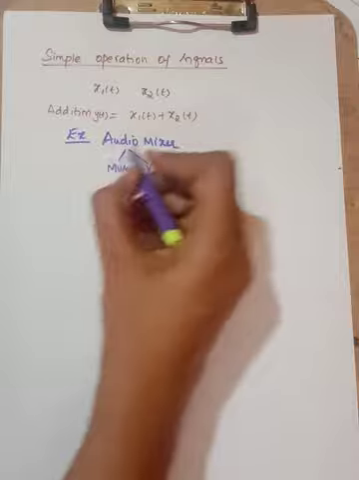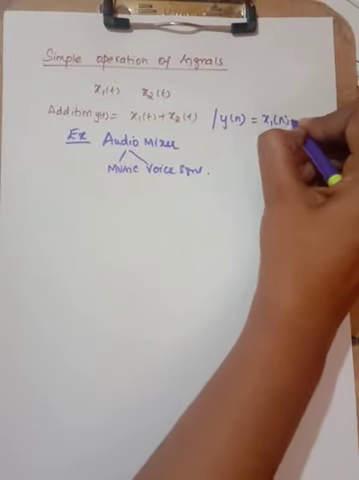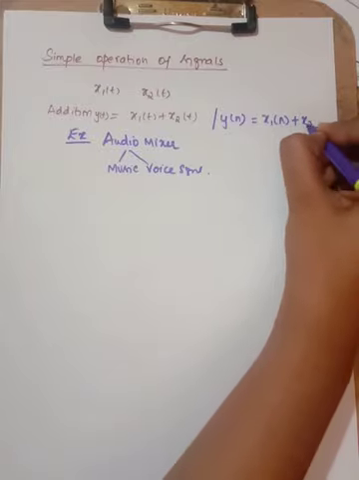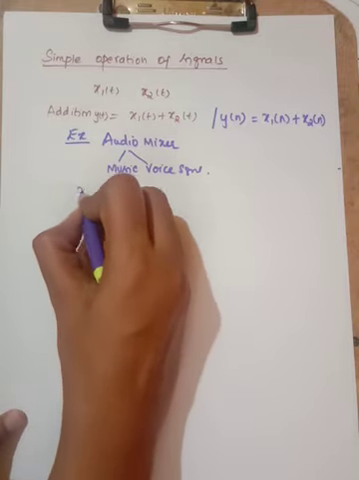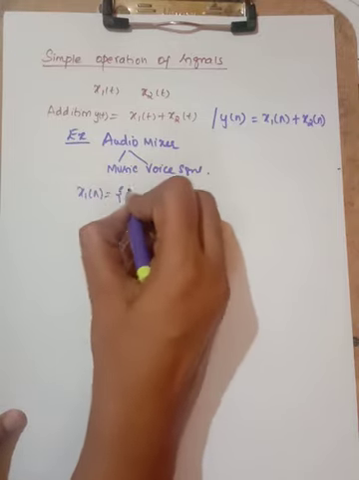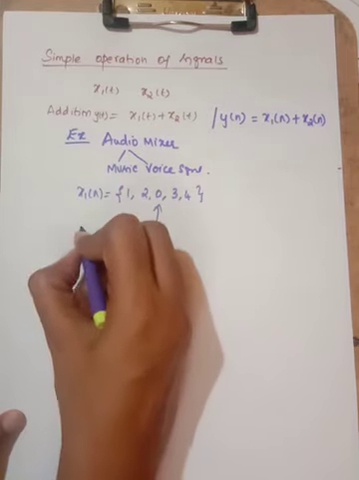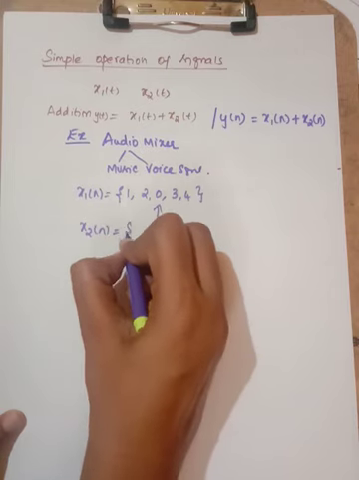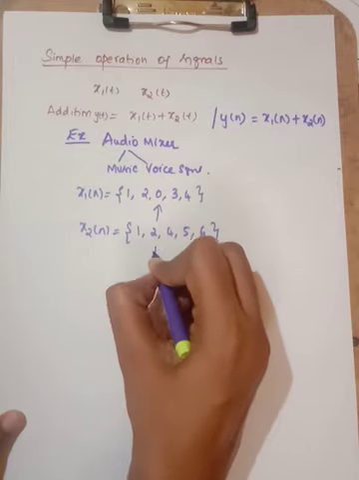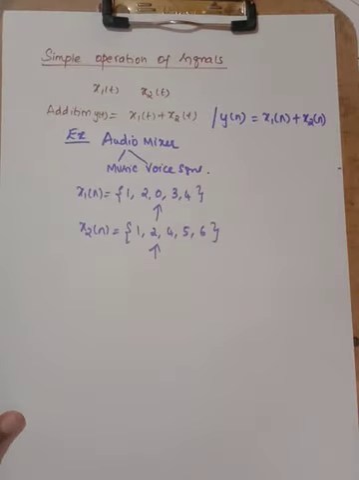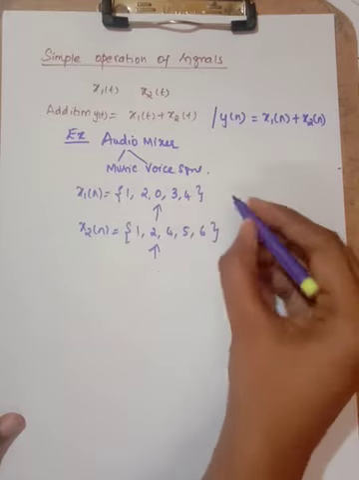Similarly, this is also applicable to discrete time signals. This y of n can be represented as y of n is equal to x1 of n plus x2 of n. Now I will explain how to add two signals. Consider x1 of n is equal to 1, 2, 3, 4, and this is the value at the origin, and x2 of n is equal to 1, 2, 4, 5, 6, and this is the value at the origin. Now I need to add the two signals. The first concept is that only the values at the same index can be added.